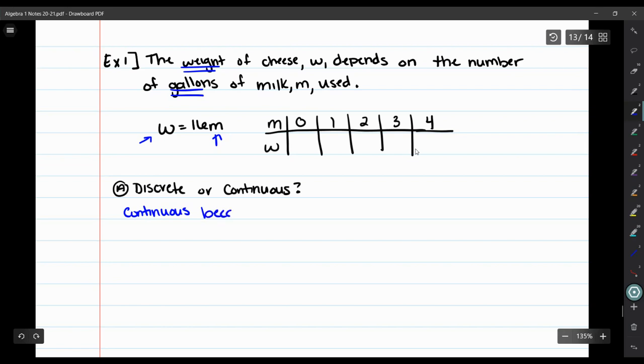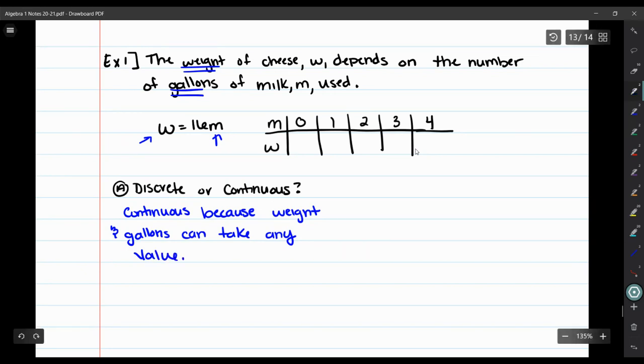Continuous because weight and gallons can take any value. Whole numbers, decimals, fractions, whatever it needs.